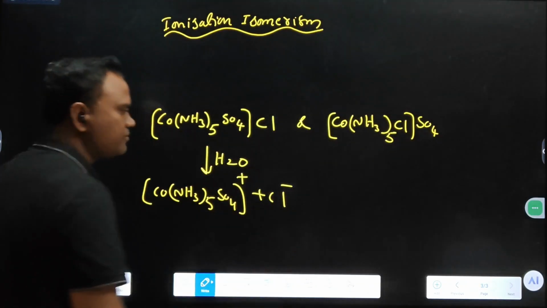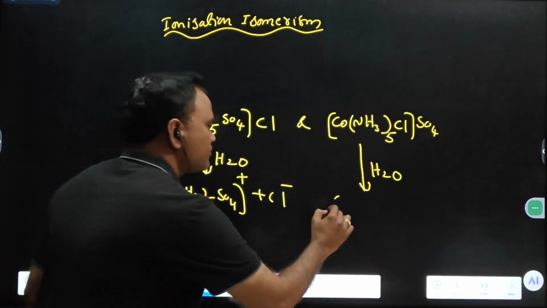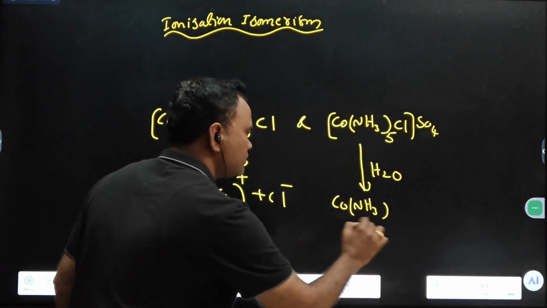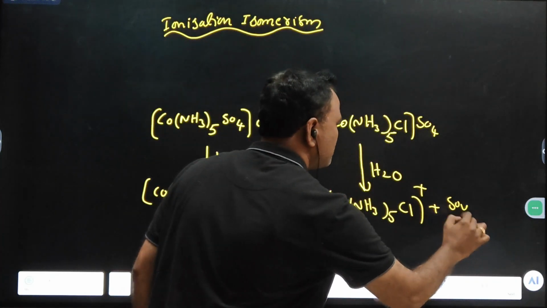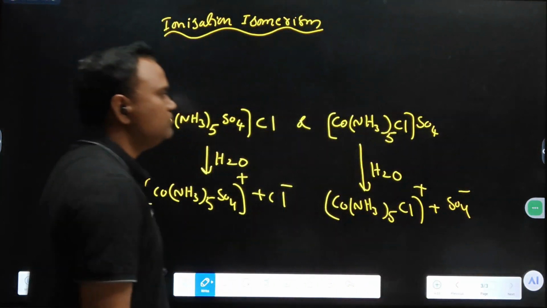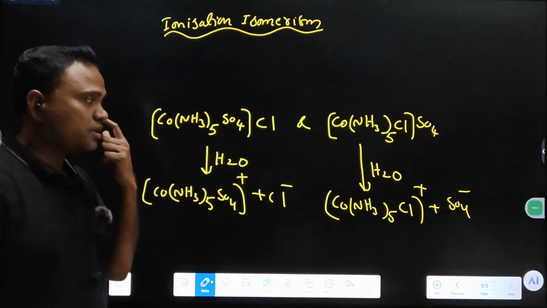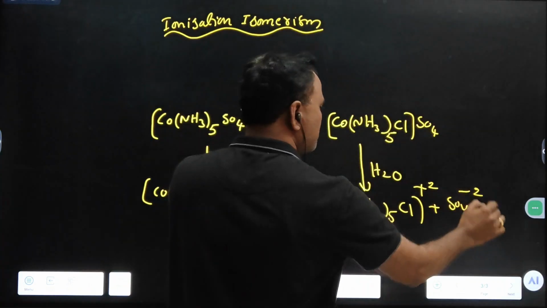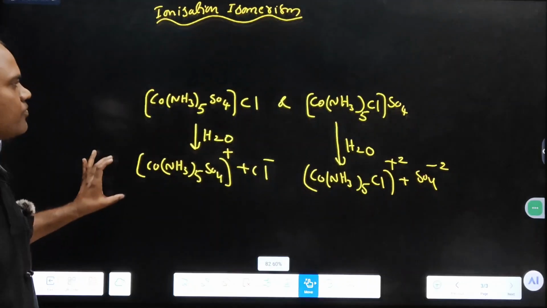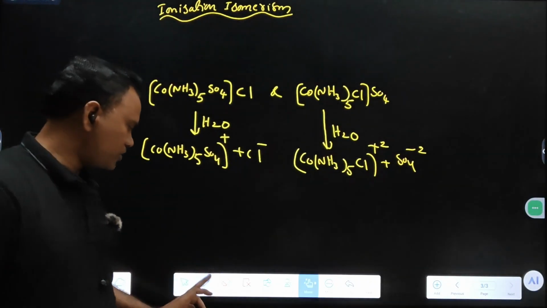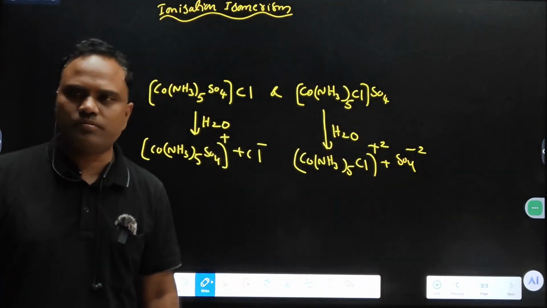Positive and Cl negative. Dissolve this complex in water. Positive and negative, SO4 minus. One is positive, one is negative. Actually, we should write like this here: +2 and -2, because the sulfate ion charge is -2. You tell me, both are having the same molecular formula, but producing different ions when dissolved in water.